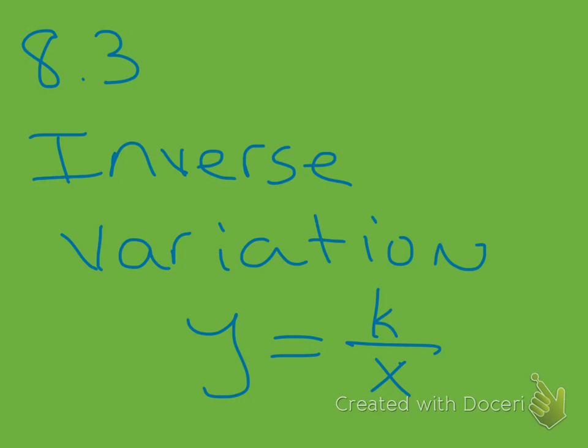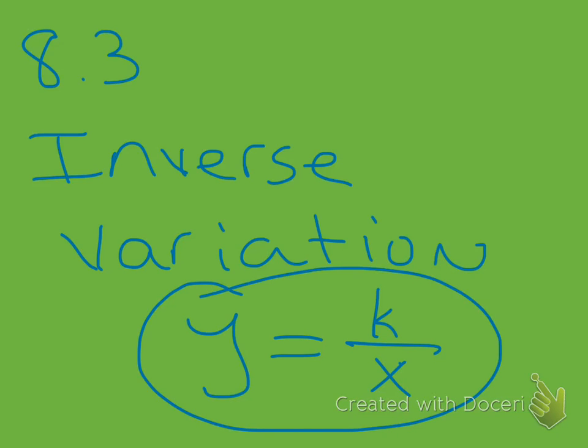Okay, we're going to be doing inverse variation. This is very similar to direct variation. It's similar in the sense that it has an equation and they talk about variation. And the equation is a little different. Notice that before we had y equals kx and they were multiplied. Now we're dividing, the x's in the denominator, okay?